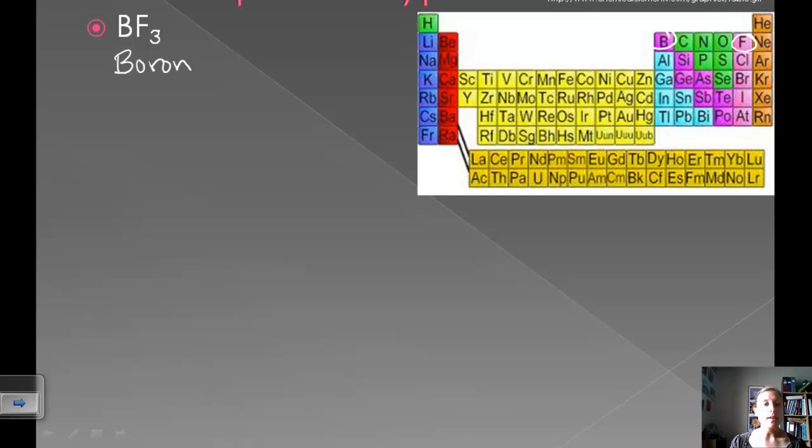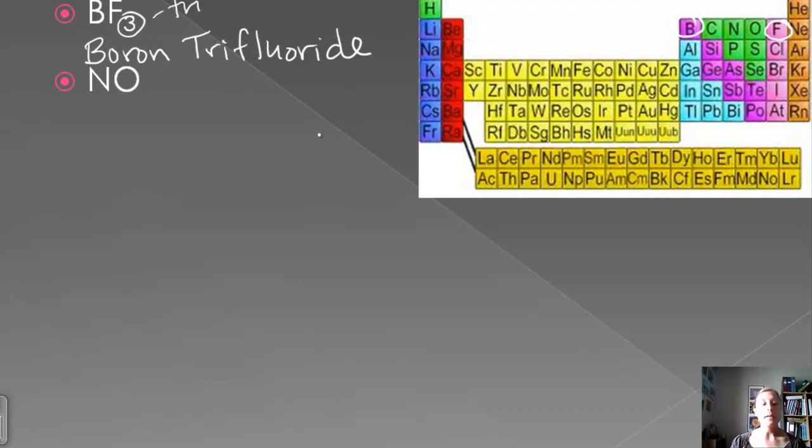Now for fluorine, there are 3 of them. I know the prefix for 3 is tri. I'm also going to change the ending on fluorine to IDE, just like in type 1 and type 2. So this becomes boron trifluoride. And that's it. Type 3 are probably the simplest type to name. Okay, let's look at the next one.